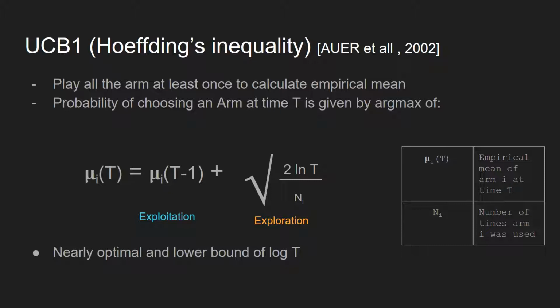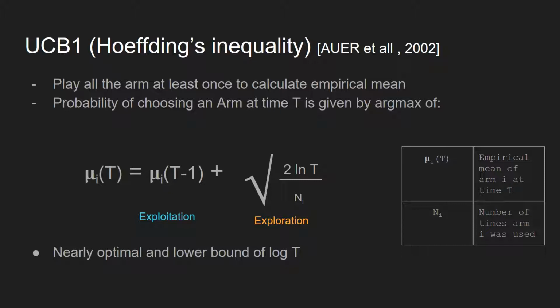So if you look at the equation, it is like this. The empirical mean of utilizing arm i at time t is given by the previous empirical mean at time t minus 1 added with a factor of the square root of ln t divided by the number of times the arm was used. So if you look at that, the first part gives you the exploitation phase. You're selecting what was the best in the previous state, you're trying to use it in the current state. And the exploration phase is where you're trying to explore an option that was used the least number of times.